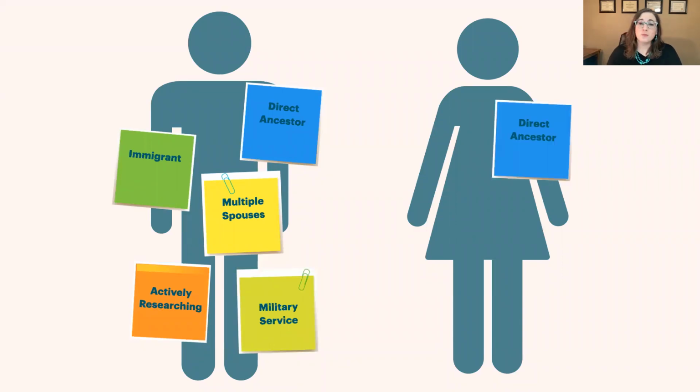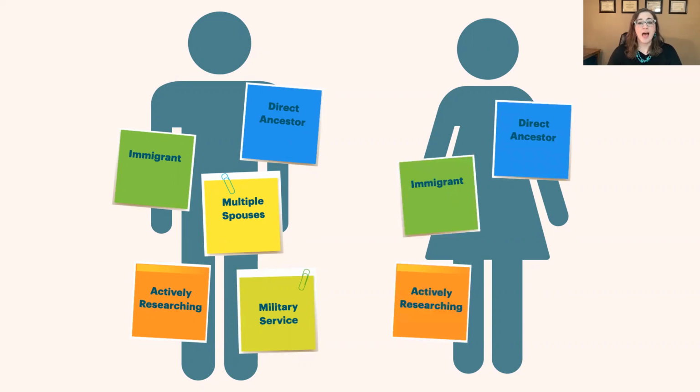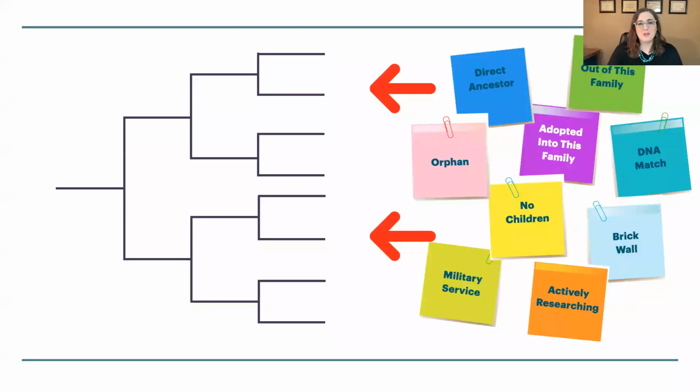For the female, she was also my direct ancestor. She was also an immigrant. I am also actively researching her, but she's a brick wall for me because I can't figure out her maiden name to get to the next generation above. And so you get the idea that you can add these sticky notes to all of the people on your tree, and multiple of them. There's no limit how many you can add to a single person.